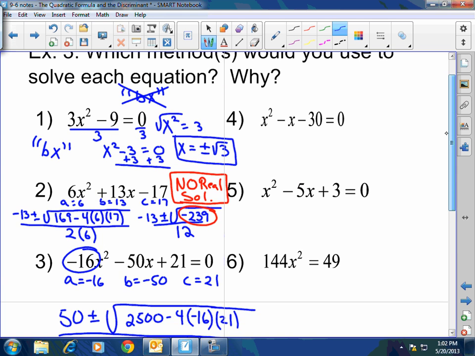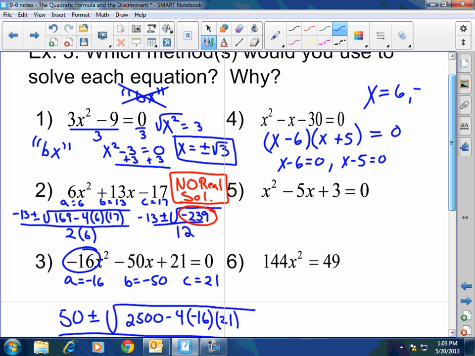Okay, for number 4, this is factorable. This factors out to be x minus 6 times x plus 5. Negative 6 times positive 5 is negative 30. Negative 6 plus 5 is negative 1, so it works. Now I activate my zero product property. So x minus 6 equals 0. X plus 5 equals 0. So my solutions are x equals 6 and negative 5.